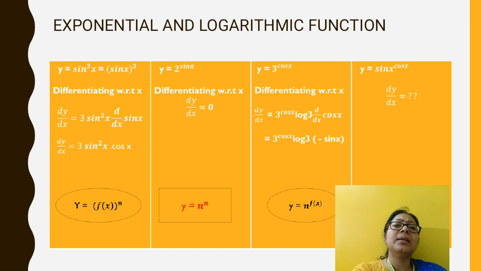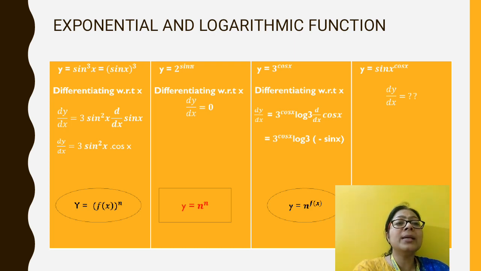Next, another one: y equals 3 to the power cos x. Differentiating with respect to x, we know the formula for a to the power x is a to the power x log a. So 3 to the power cos x log 3. In place of x, for the cos x part, again the derivative, so into minus sin x. That means we have used the chain rule here.